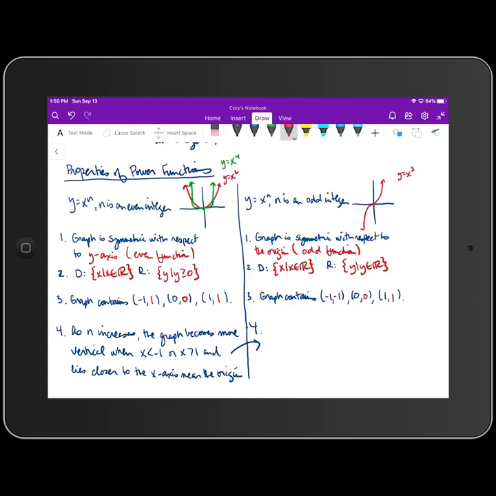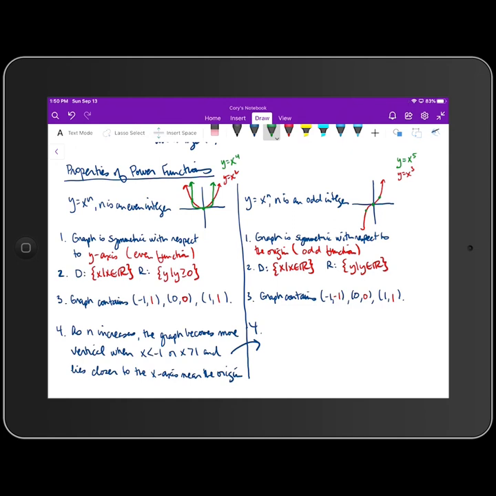And then property 4, I didn't feel like writing all of that out again, but it's going to be exactly the same for x to the n power, where n is an odd integer. So if I were to compare the function y is equal to x cubed, which is in red, to y is equal to x to the 5th, which I'm going to graph in green, the graph of x to the 5th is going to contain the same 3 points. So -1, -1, 0, 0, and 1, 1.